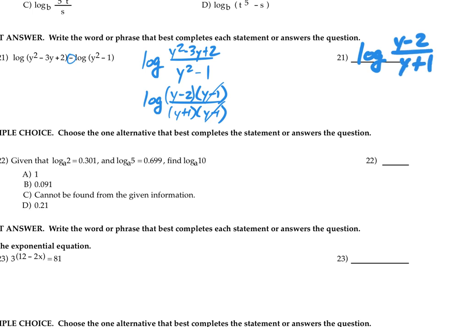Would it be okay for me to knock these y's off? No, because these are connected with two different things. This one's connected with -2, this one's connected with +1. So in order to knock this out, I would have to have a y minus 2 on bottom. And I don't have anything down there I can knock it out. So do not knock those y's out. The only time you could do that is if you have multiplication there.